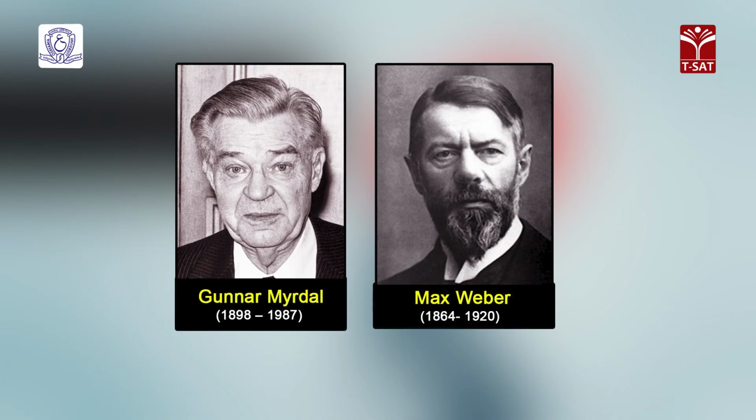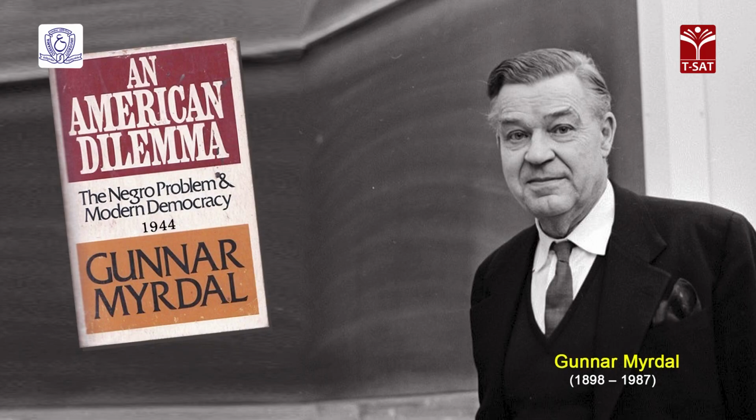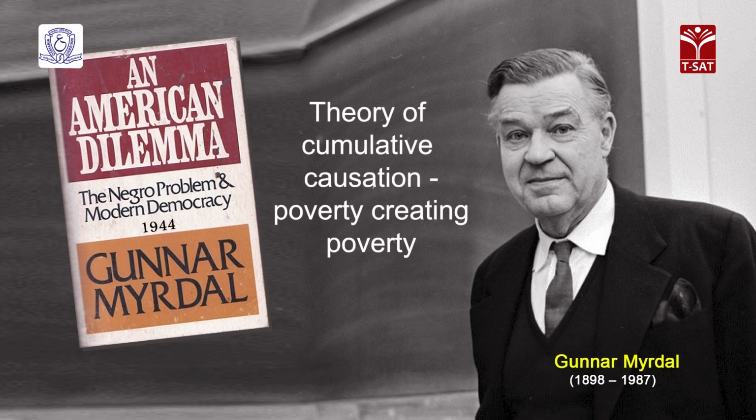Among the liberal thinkers, Myrdal and Max Weber are prominent names. At the invitation of the Carnegie Corporation, Swedish economist Myrdal explored the social and economic problems of African Americans in 1938 and 1940 and wrote An American Dilemma: The Negro Problem and Modern Democracy, in 1944. In this work, Myrdal presented his theory of cumulative causation, that is, of poverty creating poverty.